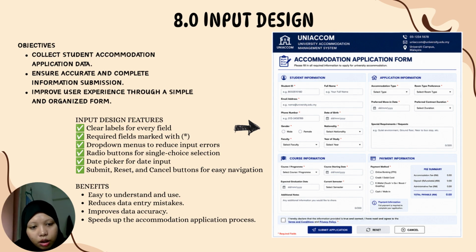Drop-down menus are used to reduce input errors, while radio buttons allow users to select only one option. A date picker is also included for easier date selection. In addition, the form provides submit, reset, and cancel buttons for easy navigation. The benefits of the input design are that it is easy to understand and use, reduces data entry mistakes, improves data accuracy, and speeds up the accommodation application process.